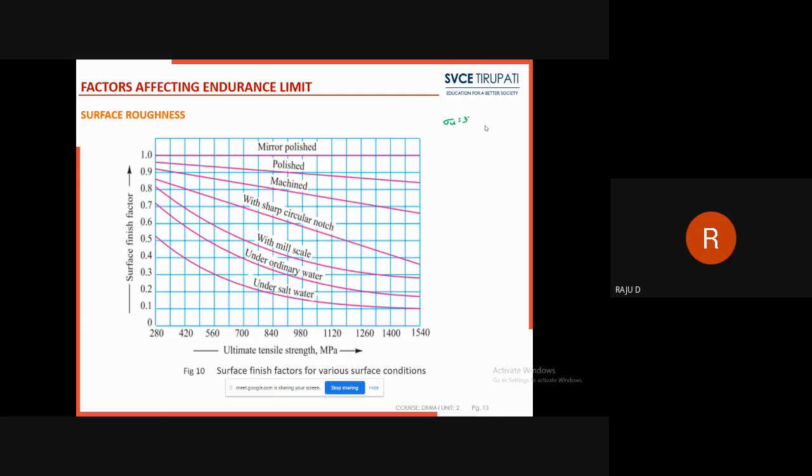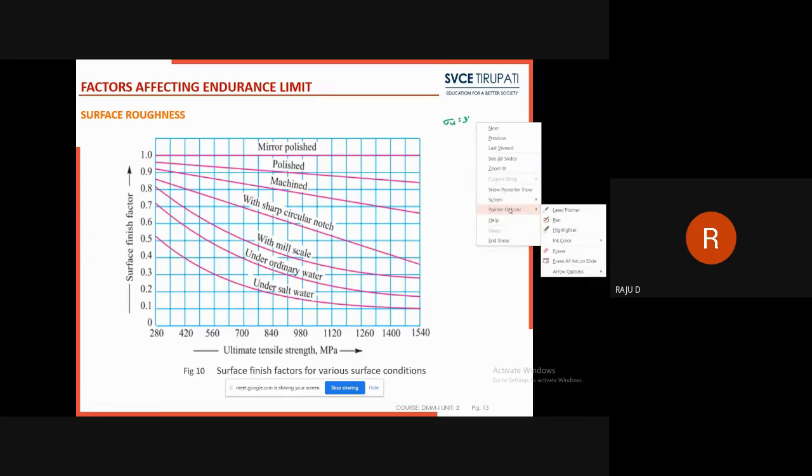While you are solving the problem in model number 1 or model number 2, how are we going to take the value? When the ultimate stress value is given as 340 megapascal, sigma U is equal to 340 megapascal. Based on the ultimate stress value, we are going to calculate the surface roughness value. See, all of you, it is very important.